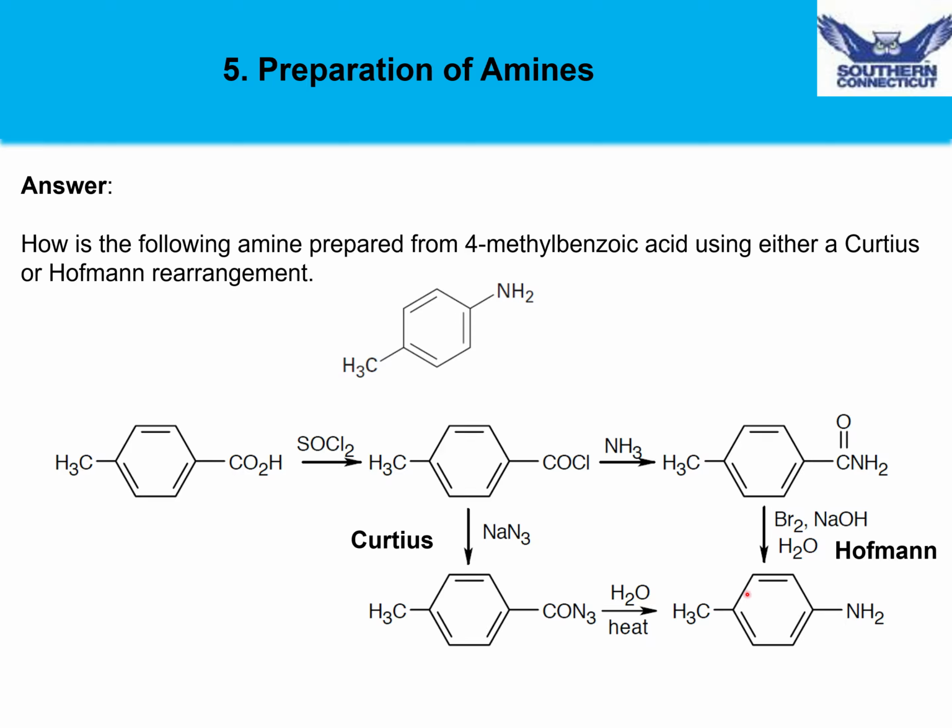That provides one way to get to 4-methylaniline. The other way would be to react the acid chloride with sodium azide, which will give us an acyl azide. Heating the acyl azide in water will lead to the Curtius rearrangement and conversion into 4-methylaniline.